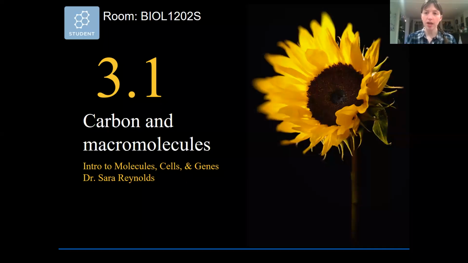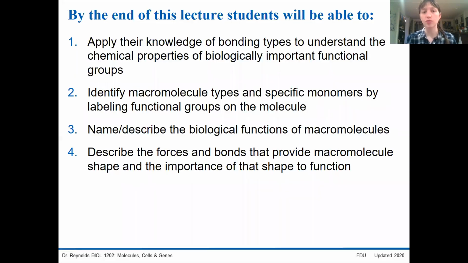Hello. We're going to begin Lecture 3 by expanding upon the chemical properties that we've discussed in our previous lectures. I'm going to ask you to apply your knowledge of bonding types to understand the chemical properties of biologically important functional groups, to identify macromolecule types and specific monomers by labeling the functional groups on those molecules, to name and describe the functions of those macromolecules, and then describe the forces and bonds that provide macromolecule shape and the importance of that shape to function.